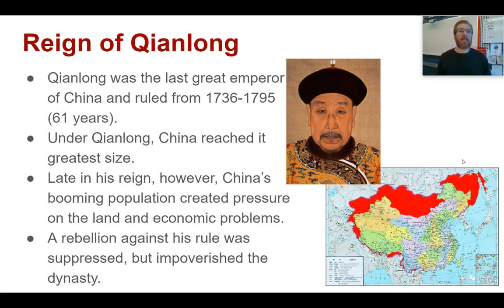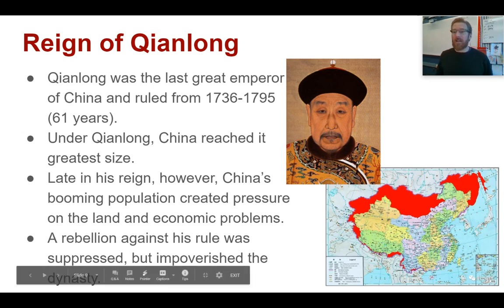The next reign is Qianlong. Qianlong was the last great emperor of China, and he ruled from 1736 to 1795, 61 years again. Something about great emperors and 61 years in China. Now, under Qianlong, China reached its greatest size.